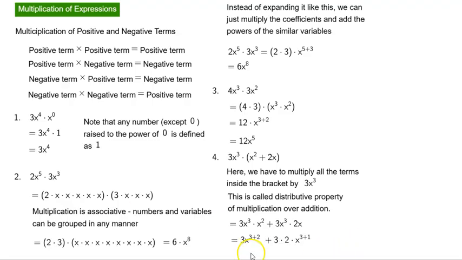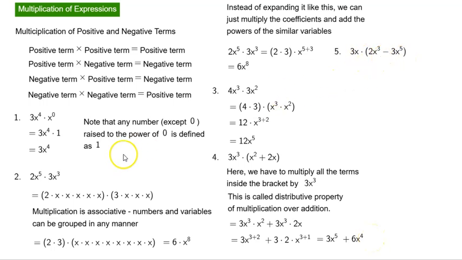And then it's a question of adding up the exponents and taking care of the coefficients. So 3x to the power of 3 plus 2, plus 3 times 2 times x to the power of 3 plus 1, which gives us 3x to the power of 5 plus 6x to the power of 4.